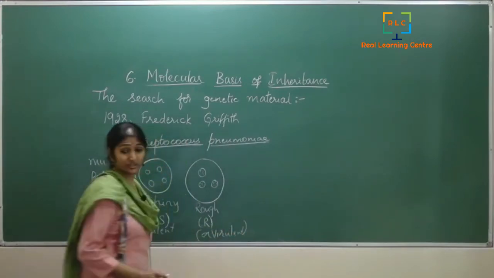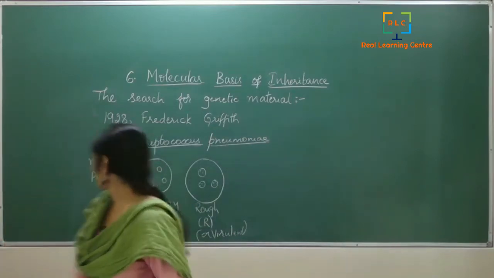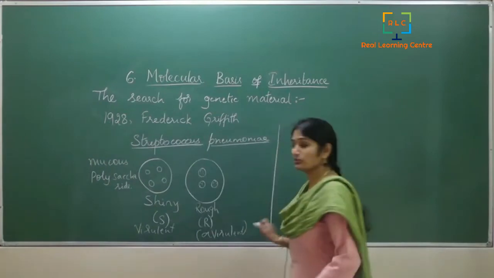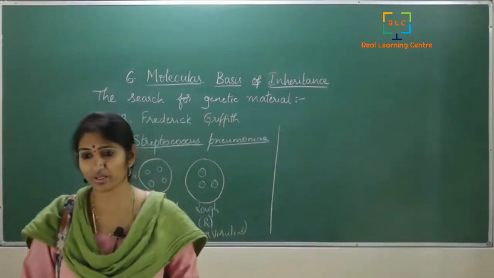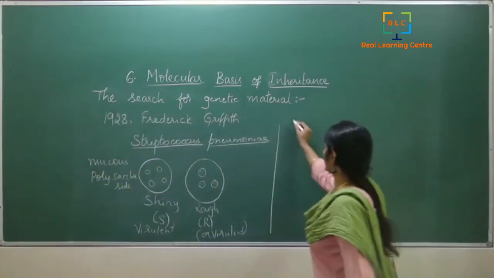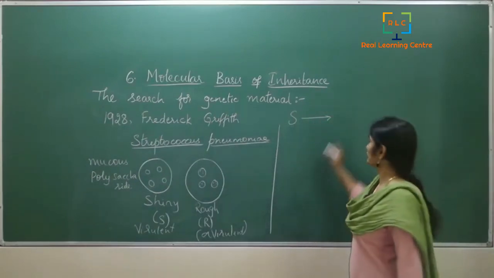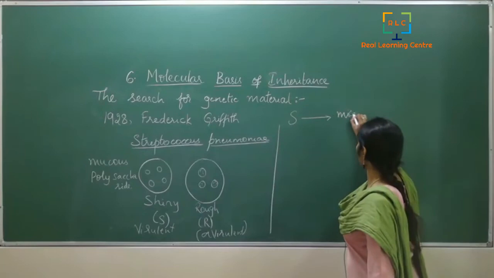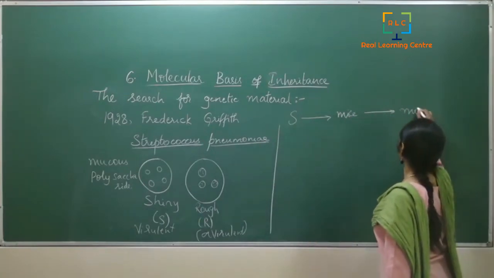Avirulent, meaning that they do not cause pneumonia. Basically, what he was trying to do was take both the strains and inject them into mice, and see what would happen. He had already found out that if he takes the S strain and injects it into the mice, the mice die.